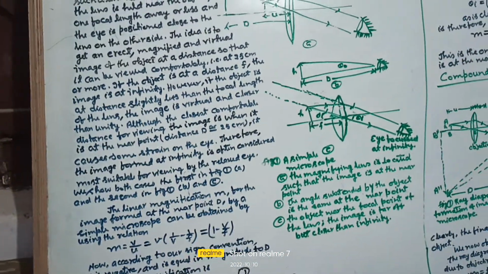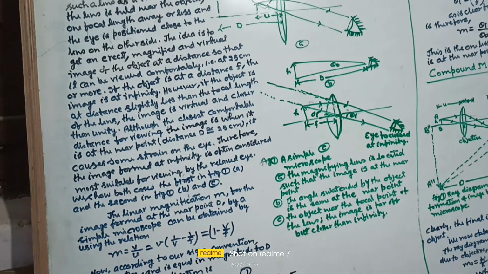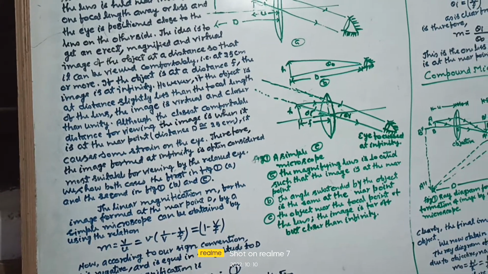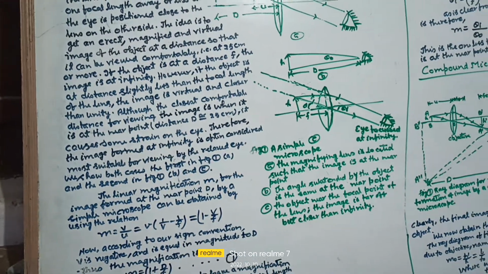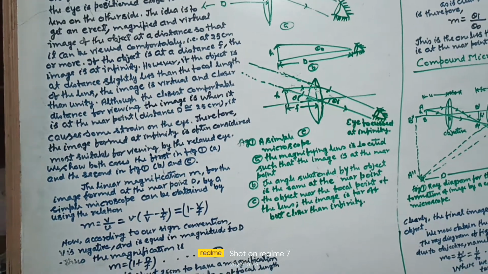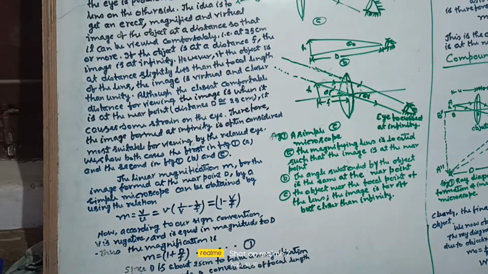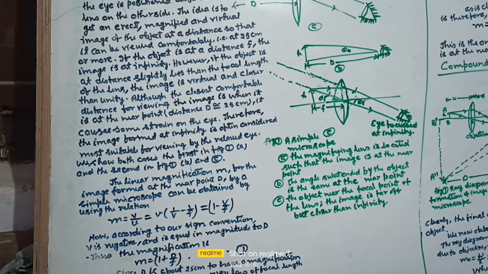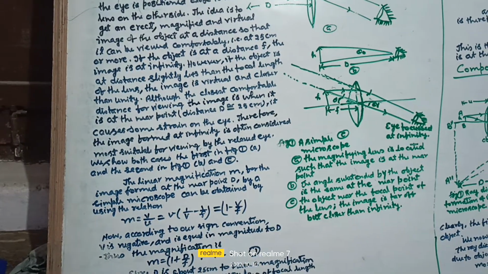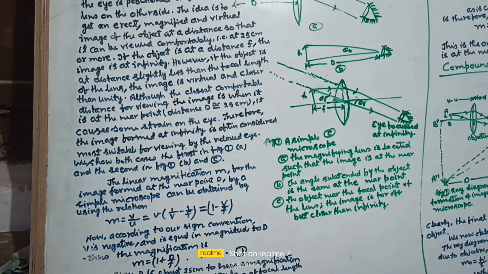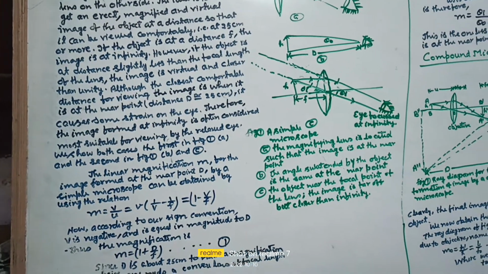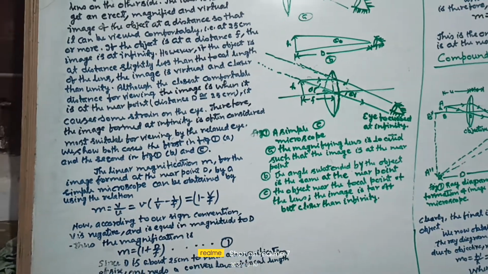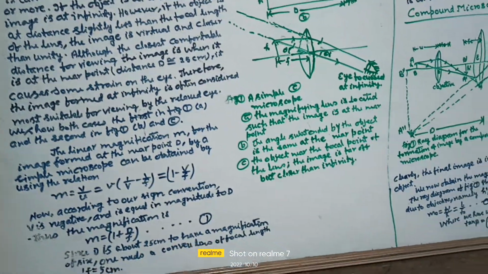The linear magnification M for the image formed at the near point D by a simple microscope can be obtained by using the relation M = v/u = v(1/f − 1/v) = 1 − v/f. Now, according to our sign convention, v is negative and equal in magnitude to D. Thus, the magnification is M = 1 + D/f. Since D is about 25 centimeters, to have a magnification of 6, one needs a convex lens of focal length f = 5 centimeters.